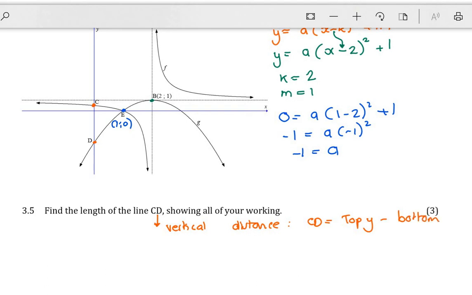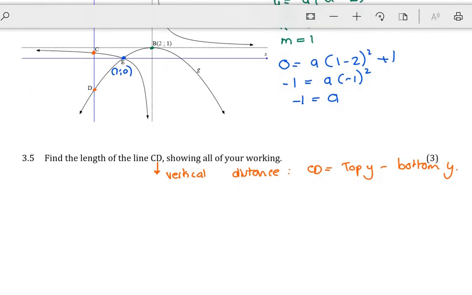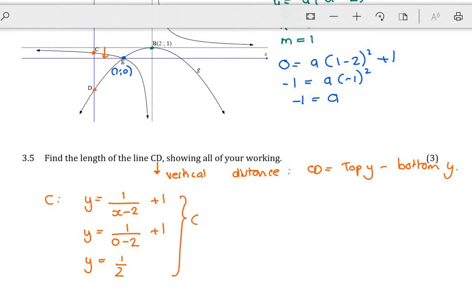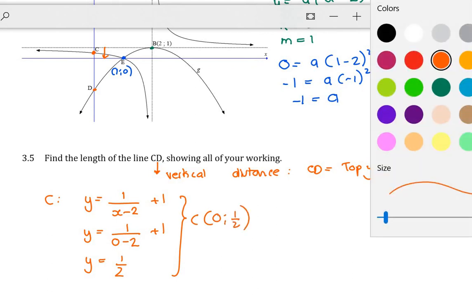So the question is, can I find the top y? Well, I can, because it's the y-intercept of the hyperbola. So my hyperbola was 1 over x minus 2 plus 1. To find my y-intercept, I'm going to make x 0. So it's 1 over 0 minus 2 plus 1. I'm going to use my calculator, and I get a half, which makes sense because it has to be less than 1. So I know that C is the point 0, a half.